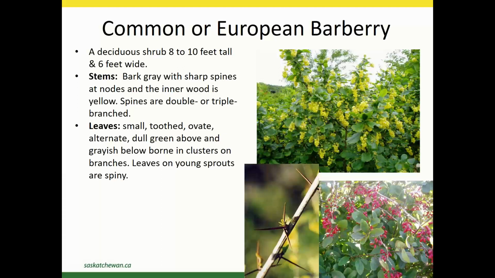The leaves are small, toothed, oval shaped, alternate on the stem. They're generally a dull green color. They're not very vibrant, and they're borne in clusters on the branches.